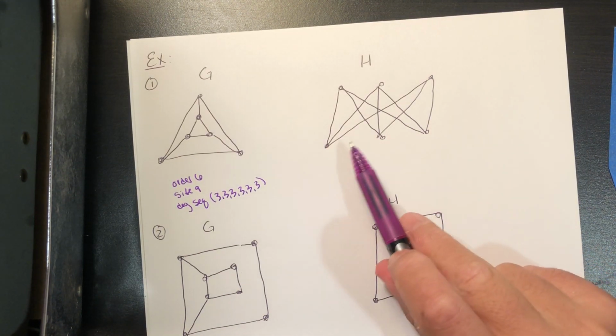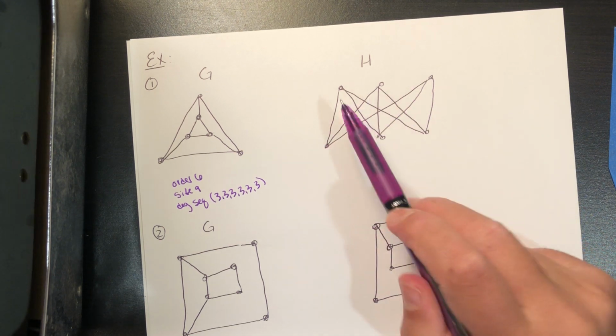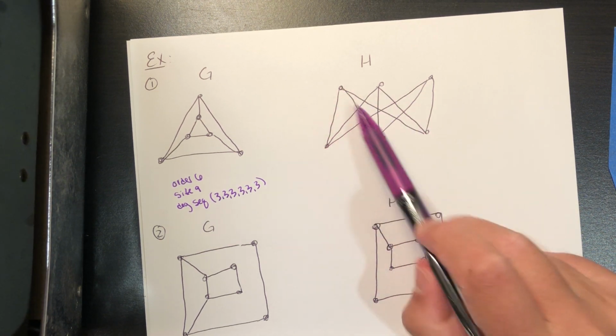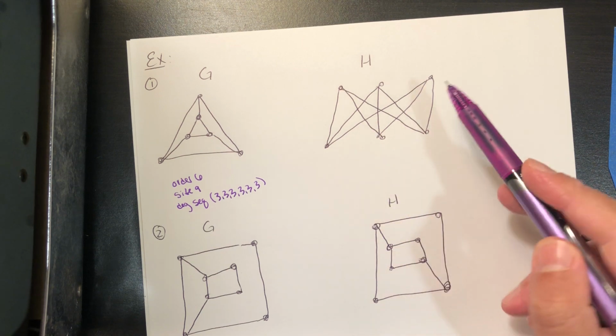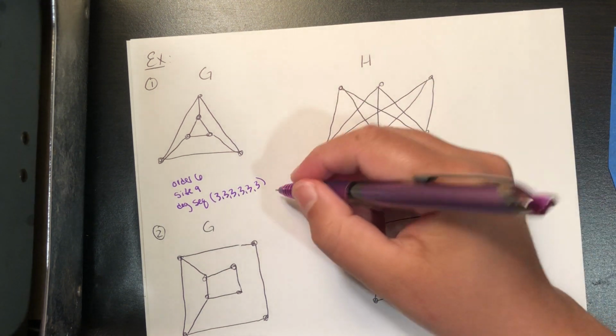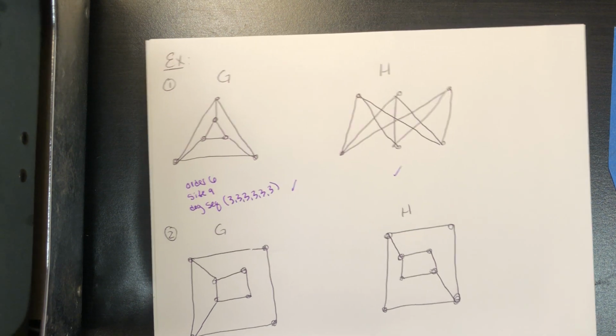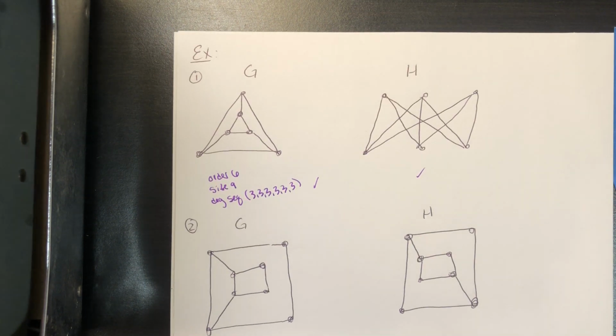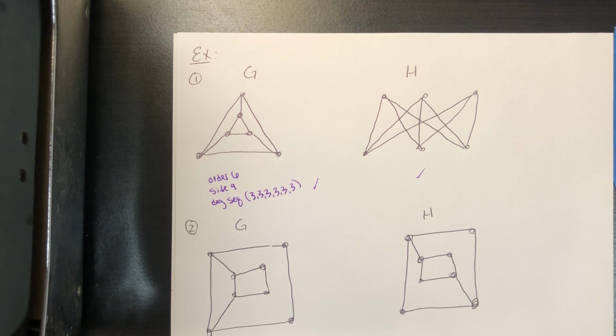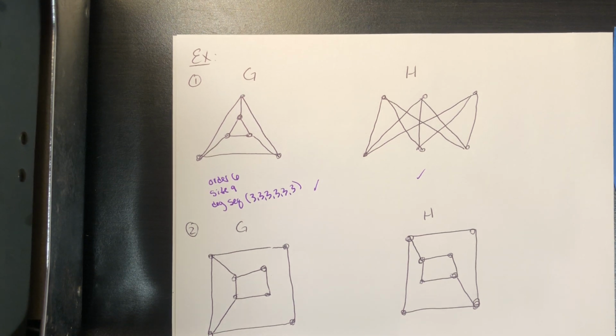Well, okay, that's all true here as well. It has 6 vertices, it has 9 edges, and its degree sequence is 3, 3, 3, 3, 3, 3. So it's the same for both graphs, which suggests to us that it might be isomorphic, but if you try to start finding an isomorphism, you're going to have a bad time. It's not going to work out for you. And so what it can be helpful to do is look for some property that one of these graphs has that the other one doesn't.